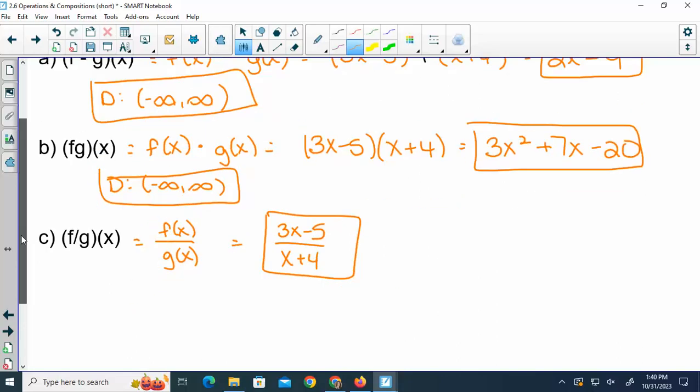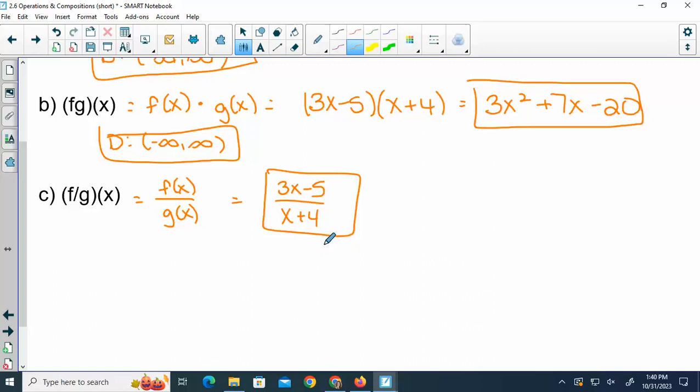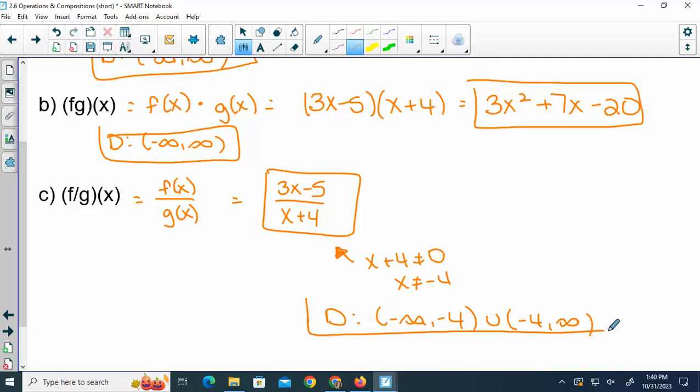Okay, on C, this time I have a fraction. What was our rule with a fraction? The denominator cannot be 0. So x cannot be negative 4. So my domain is everything except negative 4. So negative infinity to negative 4, and negative 4 to positive infinity. Any questions on that?